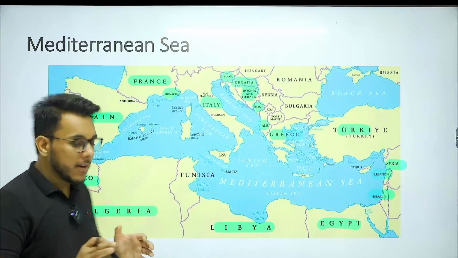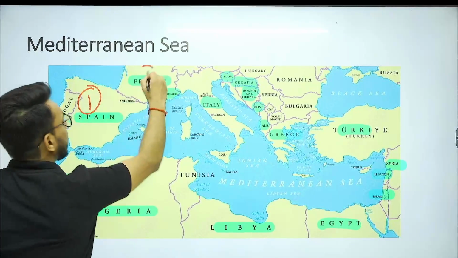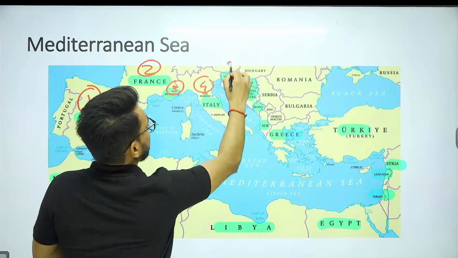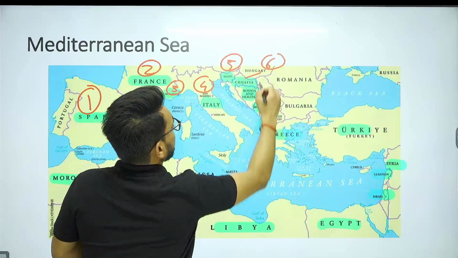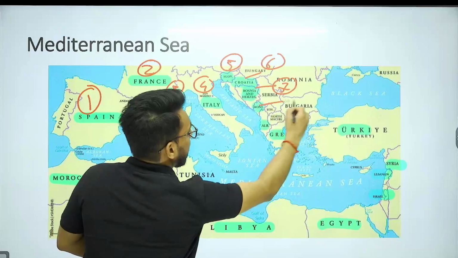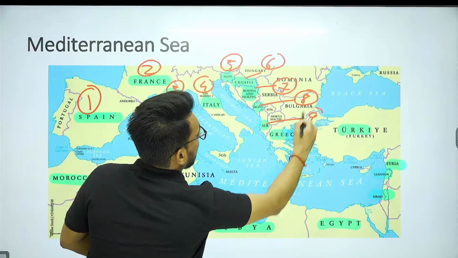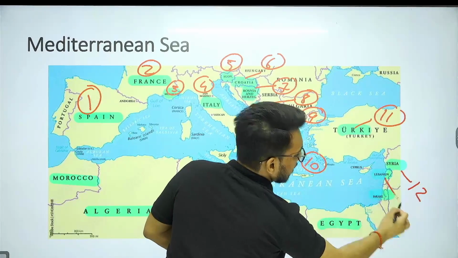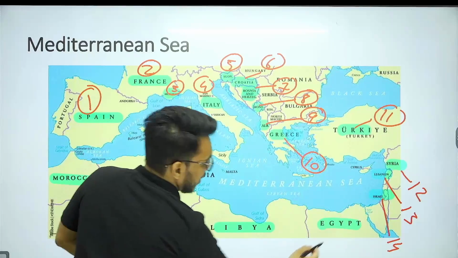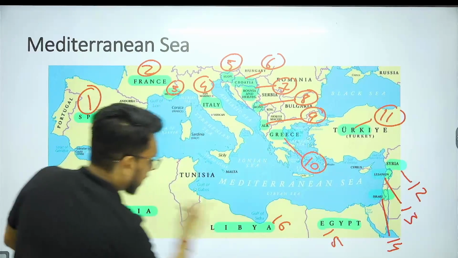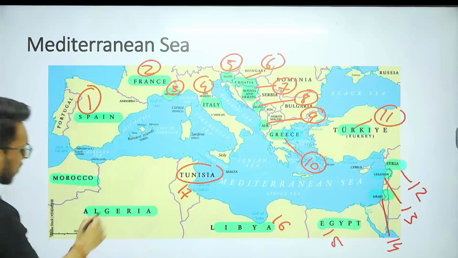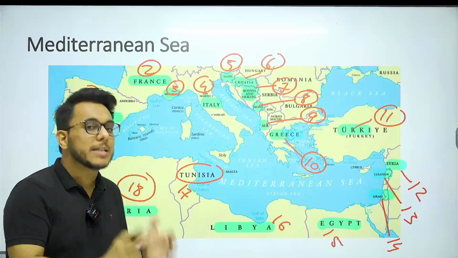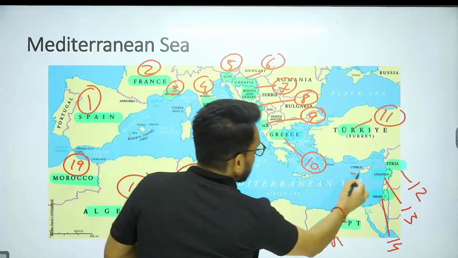Let's see that. Okay, so here we have number 1, Spain. Number 2, France. Then there is the city-state of Monaco also. Then number 4, we have Italy. Then number 5, Slovenia. Number 6, Croatia. Number 7, Bosnia Herzegovina. Then number 8, Montenegro. Then number 9, Albania. Number 10, Greece. Then number 11, Turkey. 12, Syria. 13, Lebanon. 14, Israel. 15, Egypt. 16, Libya. 17, Tunisia. 18, Algeria. 19, Morocco. And then there are two island states also in the Mediterranean. That is Cyprus and Malta.